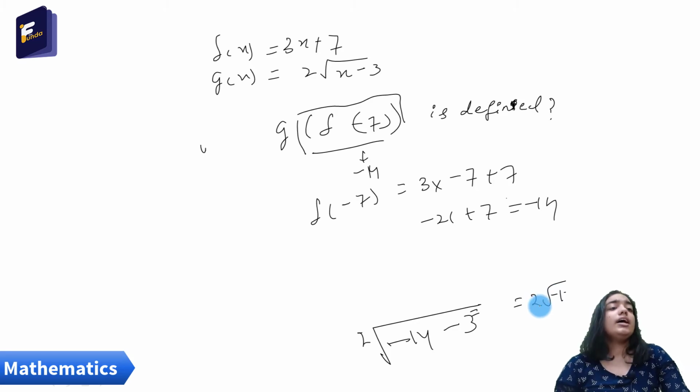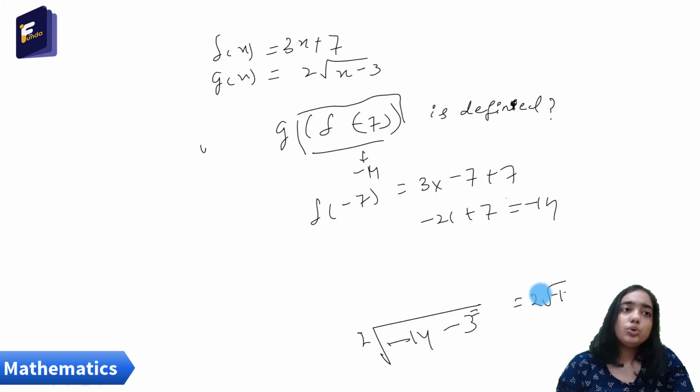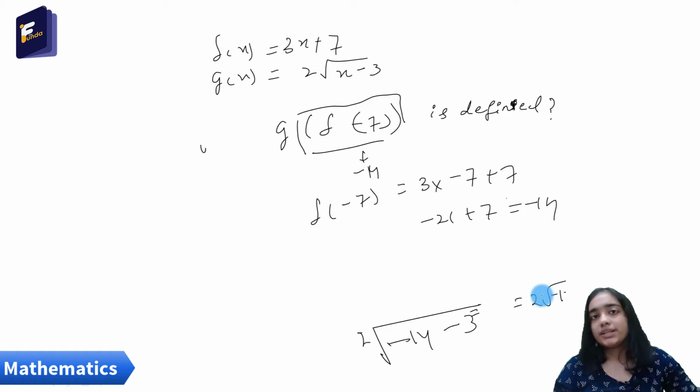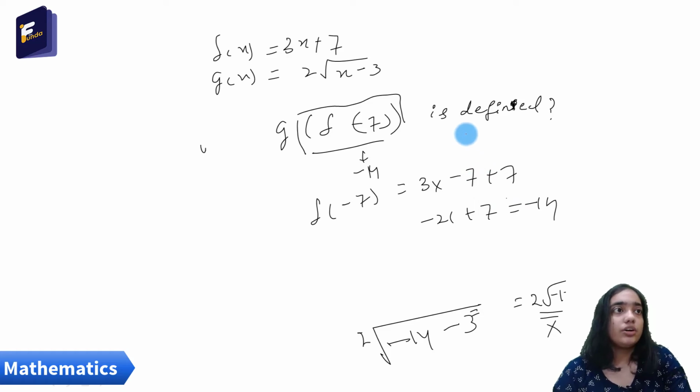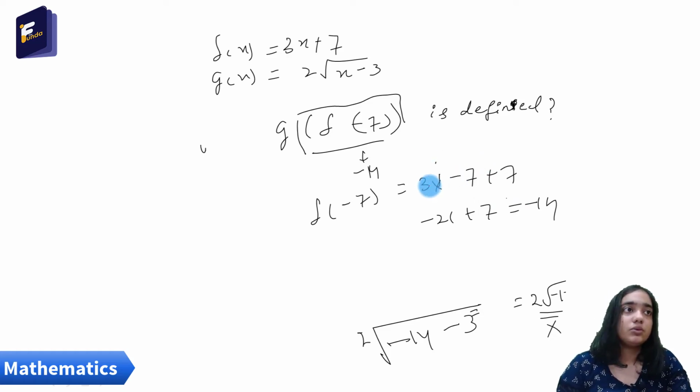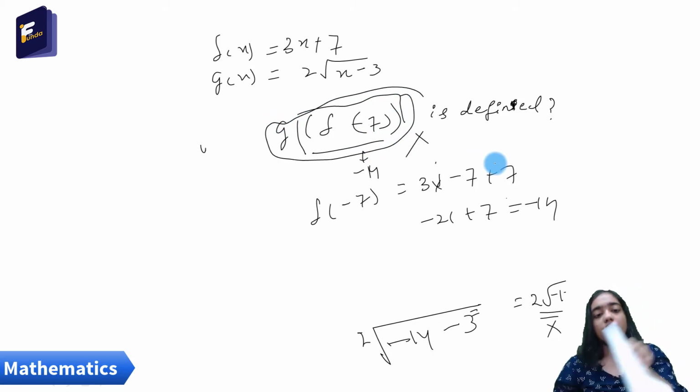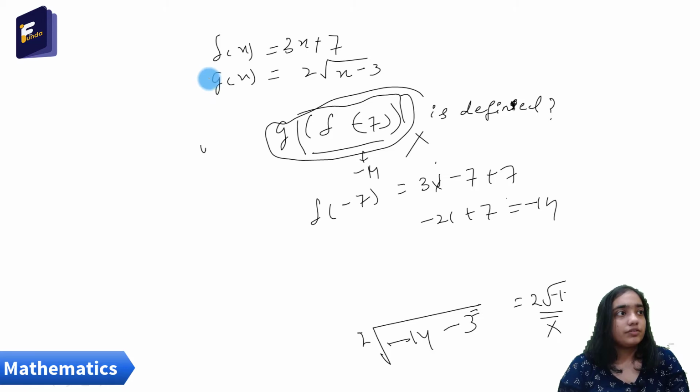As you can see, we cannot find the root of a negative number, because it will give rise to a complex number, which is not defined. We are only defining functions for real numbers, so this thing is not defined. We cannot put minus 14 inside g, so this whole thing, g of f of minus 7, is not defined. So again, the continuation of this question.